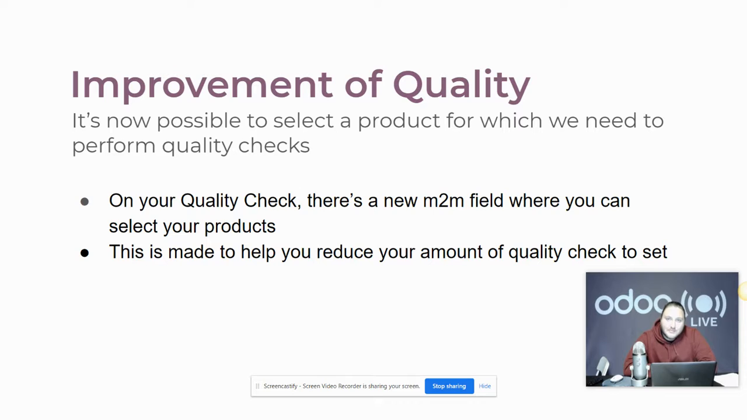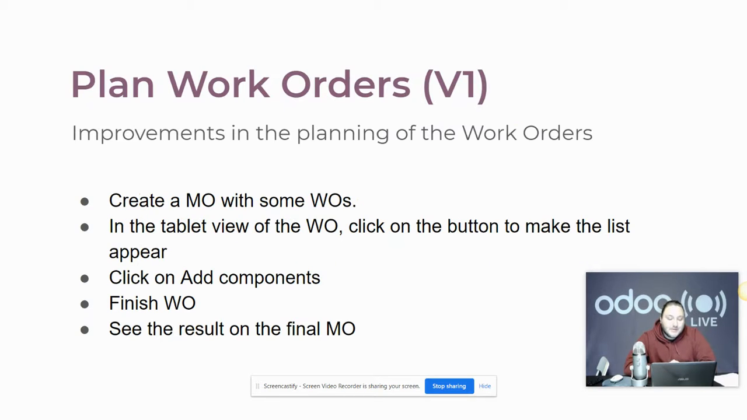The second point I want to share with you is the improvement that has been made in the quality app, where in this new version we can set some products on a quality control point, and this will help you reduce the number of quality checks you have in your configuration. We are going to see as well what has been done in the planning of work orders, the new improvements in terms of planning and in terms of changing the planning for the work orders depending on work centers.